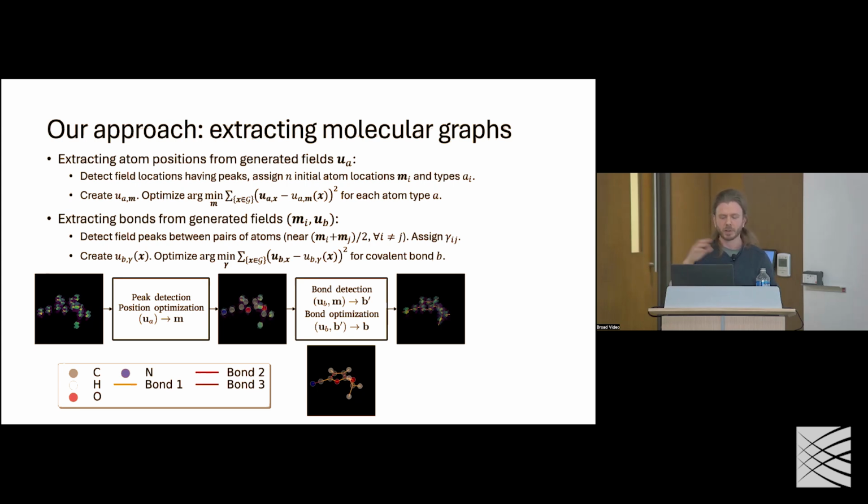And after the values have been generated, then you need to extract a molecular graph in this kind of complicated way, but not really that complicated. So there are two deterministic extraction phases and then subsequent optimization phases that happen here to extract the molecular graph.